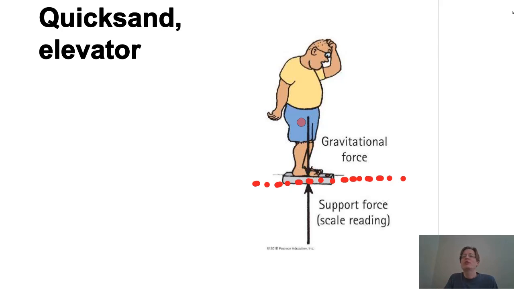Normally it is. If you're just standing on firm ground, then sure, the support's going to balance your weight. If you're on quicksand, it's not going to give the right number. Also, if you're in an elevator and the elevator is launching upwards, then the support is even bigger than your weight. And we don't want to always think that the force of support is always just equal to your weight. That's only true in equilibrium, where the forces balance.